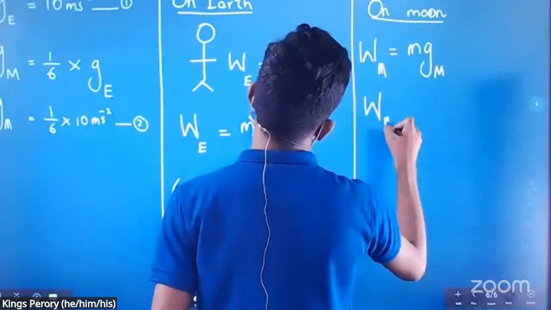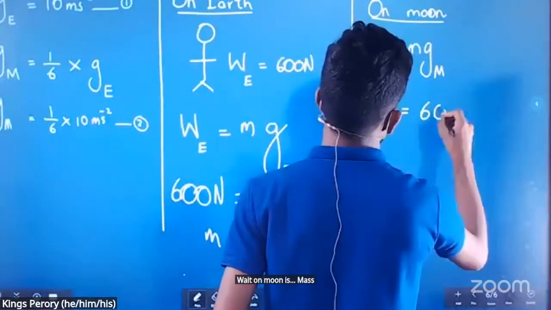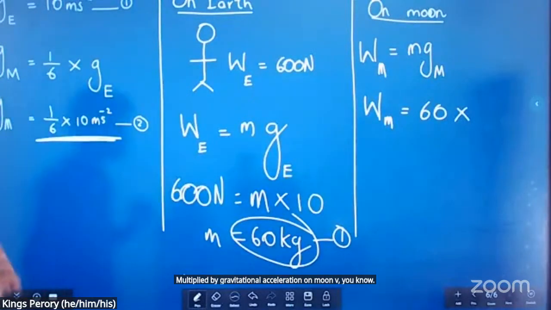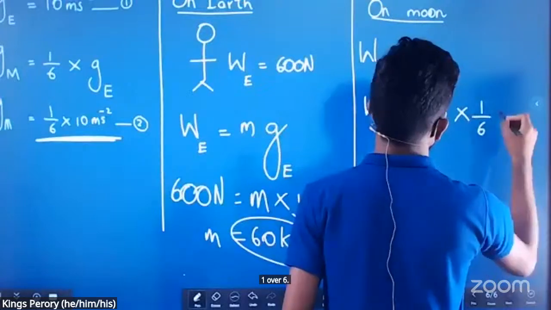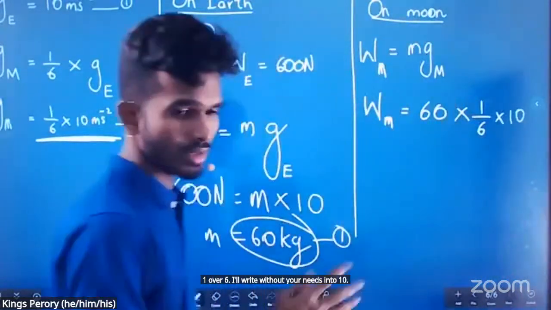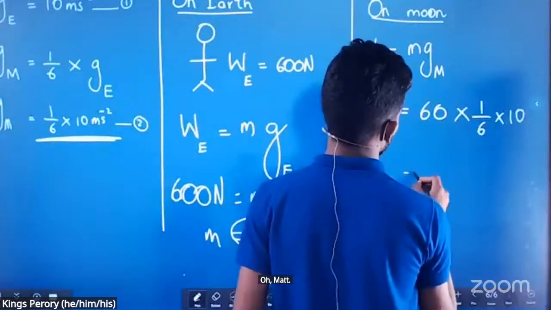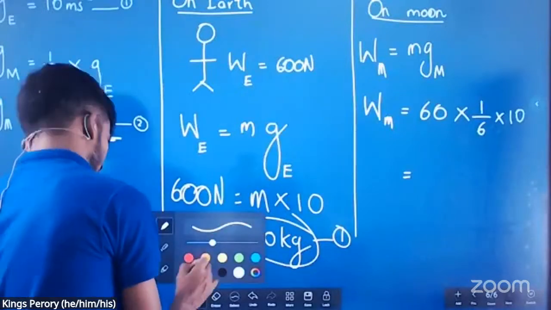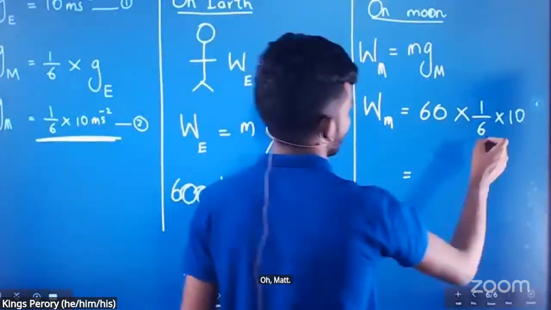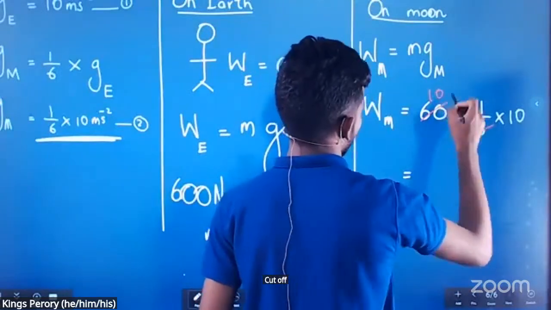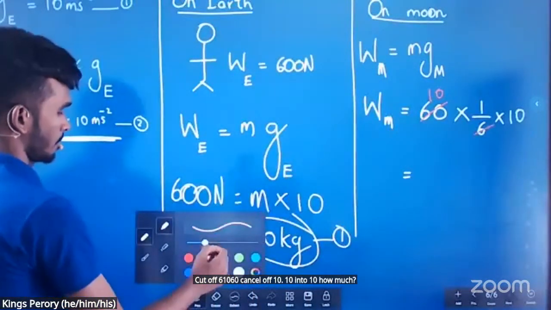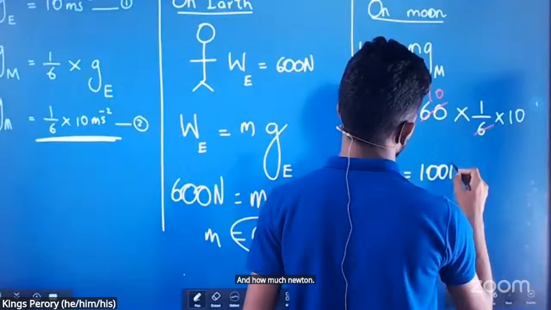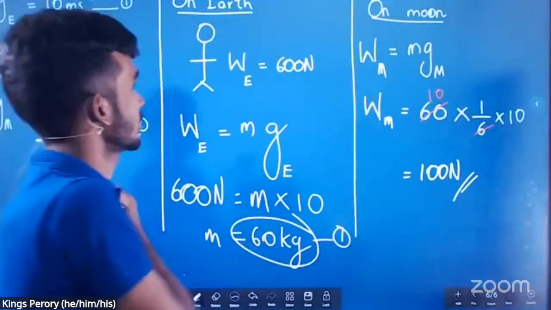Weight on moon is mass, 60 kg, multiplied by gravitational acceleration on moon, which we know is 1 over 6, into 10. I'll write without units. Now maths. Cut off. 6 and 60 cancel off. 10 into 10, how much? 100 Newton. So your weight on moon is 100 Newton.